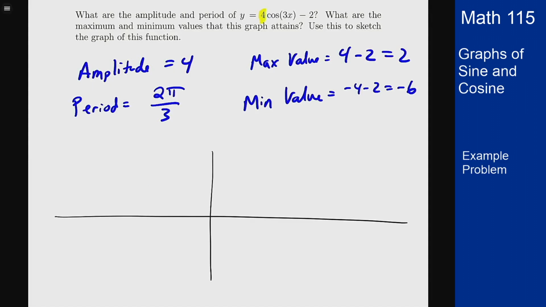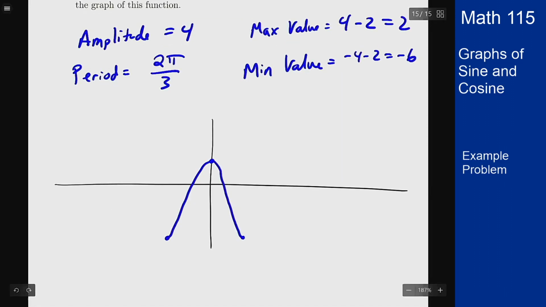Now we know that at 0, cosine is at 1, so it's at its top peak. So it should be at 2 here at 0. And it should drop down to minus 6 if I shift pi over 3 to either side. And the graph continues to oscillate up and down from there.